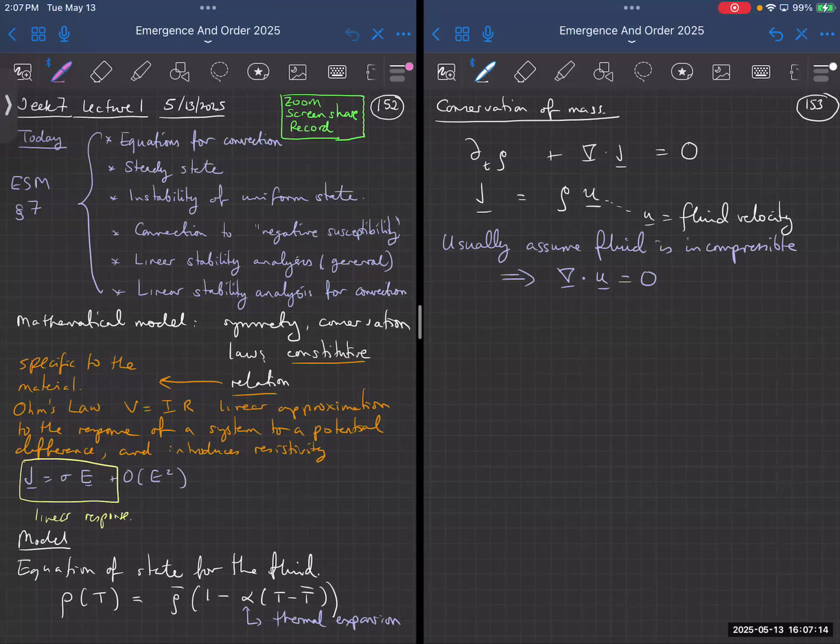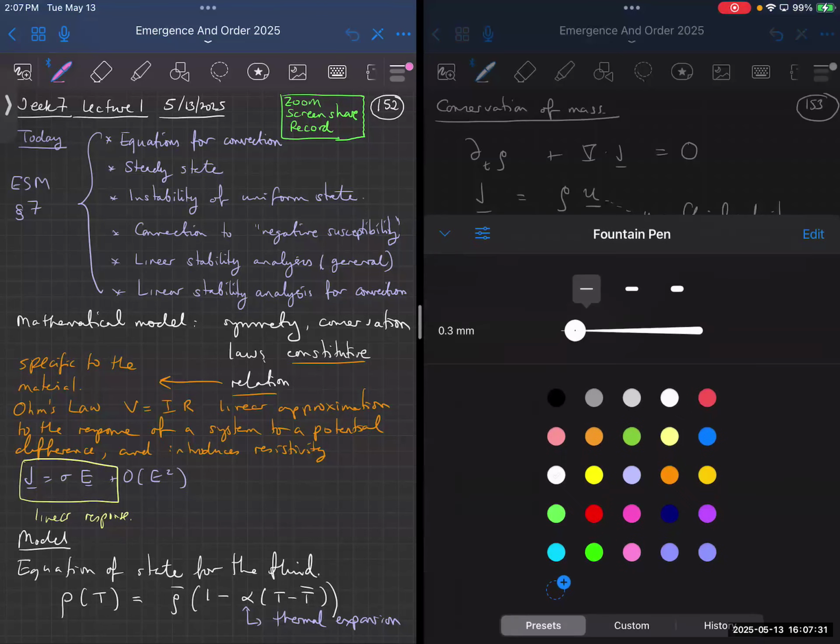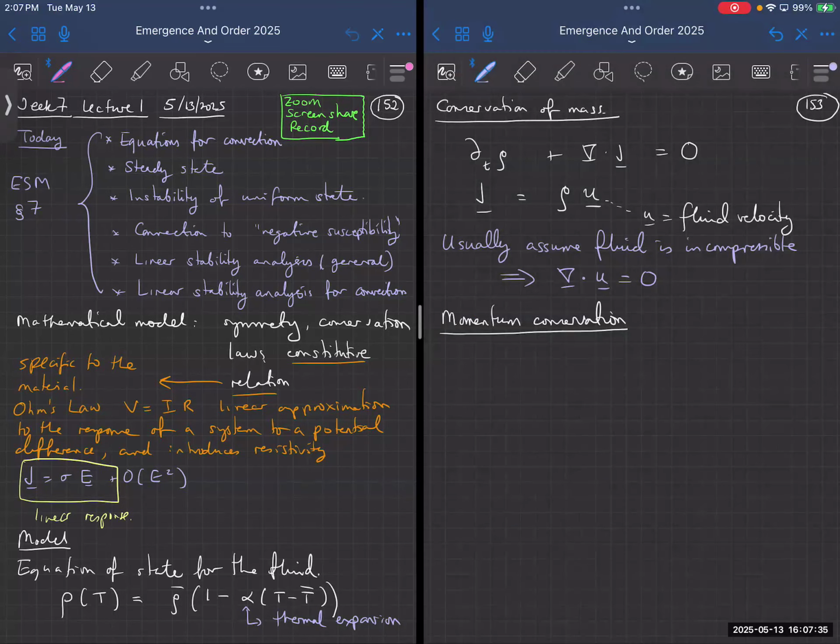Then the other conservation law that we have is momentum conservation. So why do we need momentum conservation? Well, we don't really have exact momentum conservation, but we have something close to that. We need an equation for the fluid velocity u.